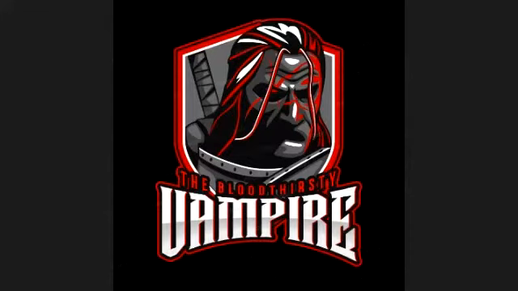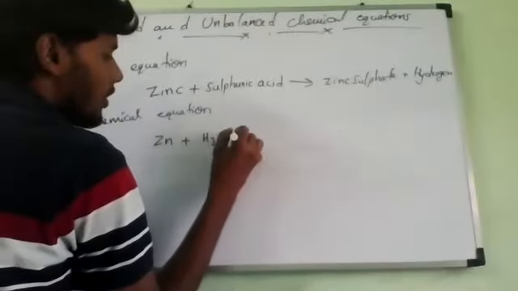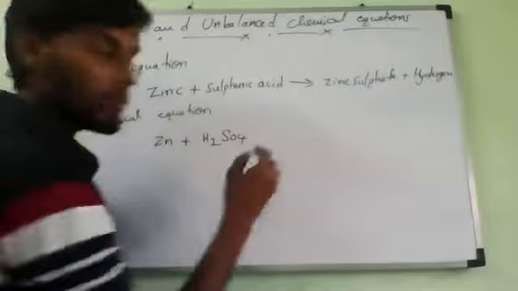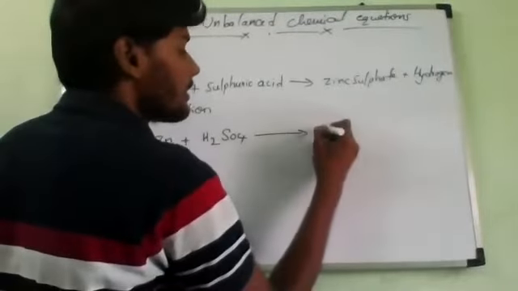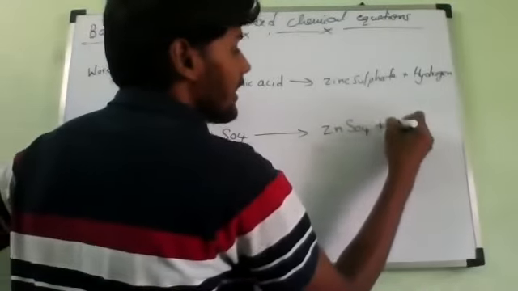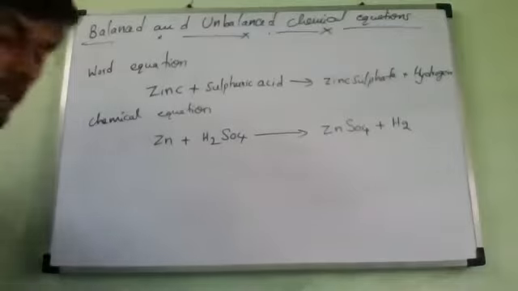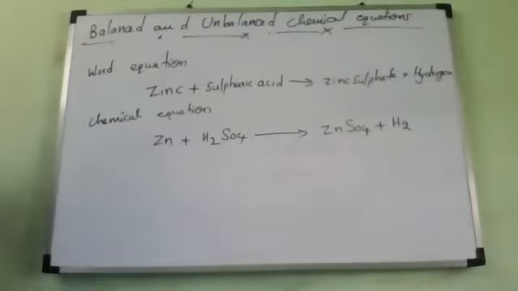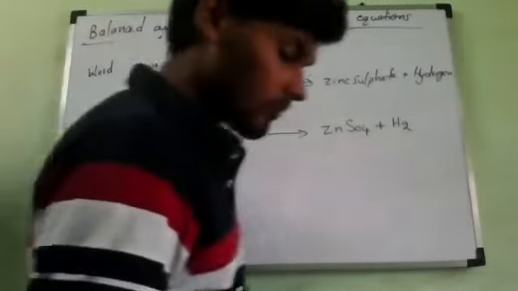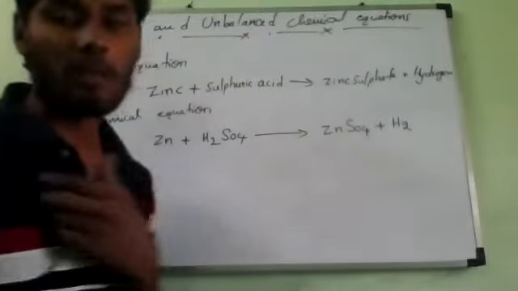Chemical equation: Zn plus H2SO4, symbol for sulfuric acid, which will give you ZnSO4, zinc sulfate, plus hydrogen gas. Is it correct or not? Yes, sir. Now, remember, while balancing a chemical equation, always follow the steps which I will say.